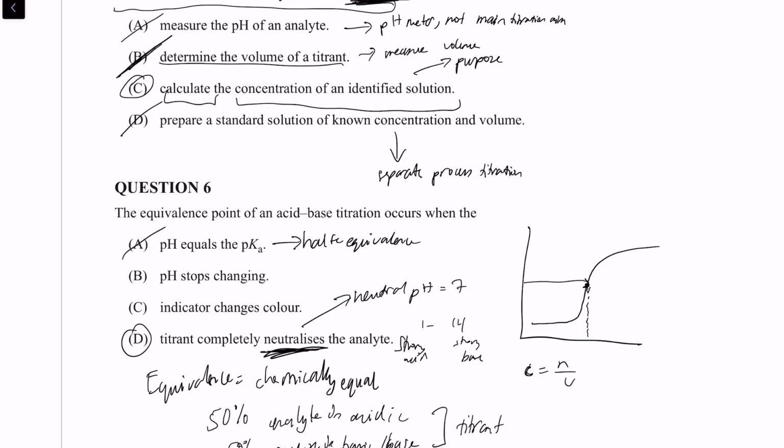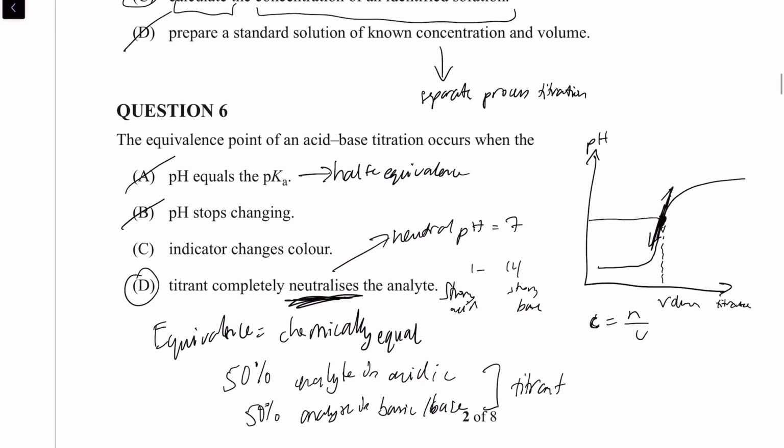All right. So you should just know that. And B is pH stops changing. Not necessarily, because you can see if this has pH on the y-axis, which it does, and then we have the volume titrated. We can see that at the equivalence point, that's where the pH changes really rapidly. That's like the maximum rate of change there. So it's not B. And then C, the indicator changes color.